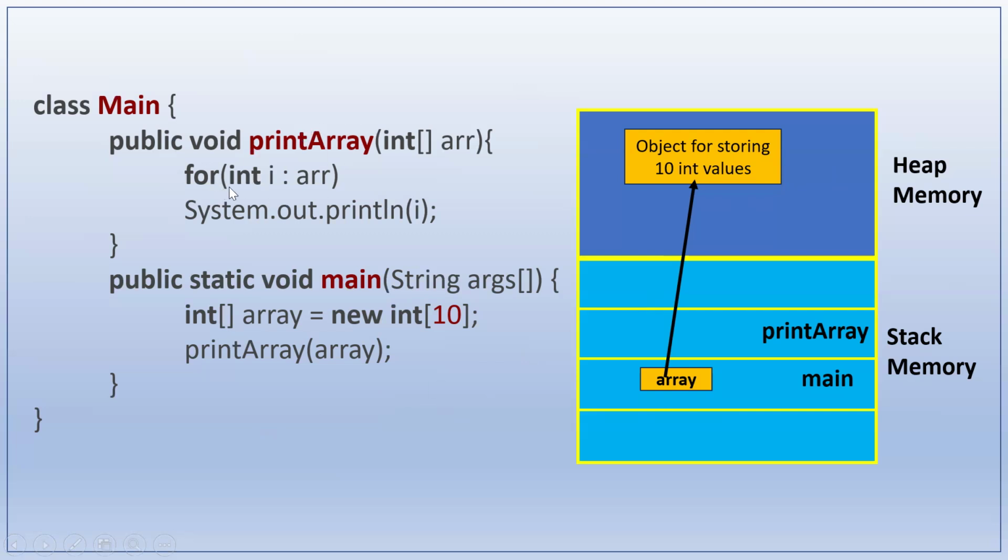Now in the printArray function, we have two variables, int i and arr. These are created in the printArray stack, and now this i is going to make a loop on that, so arr will also point to the same object. In short, in the stack memory we always store the local variables, the references to the objects, and the partial results of the function, and other than that, everything is stored in the heap.